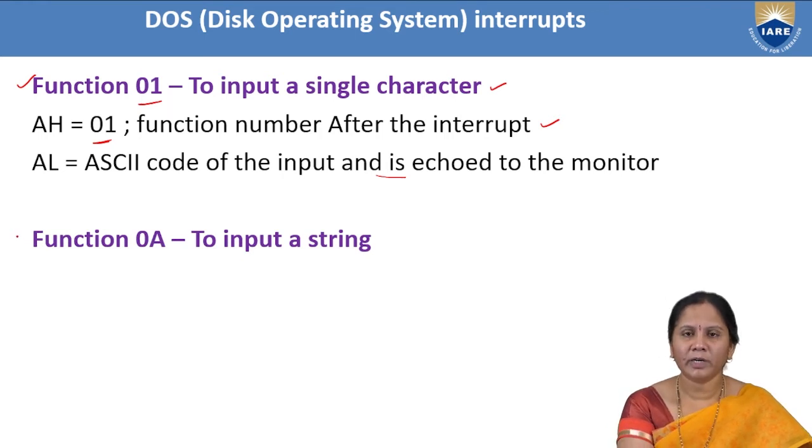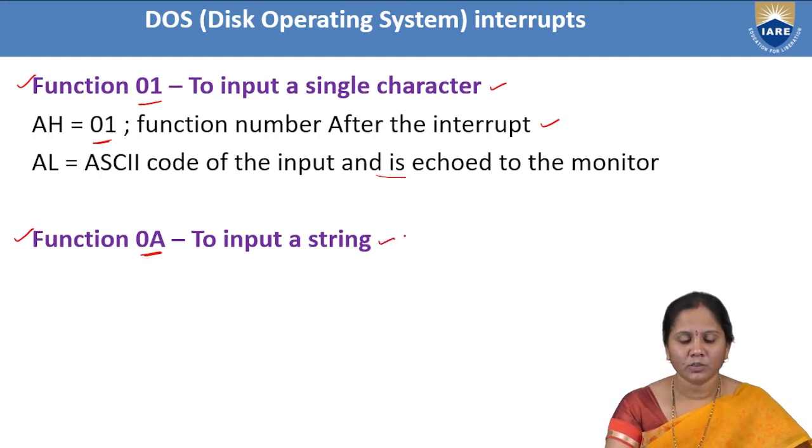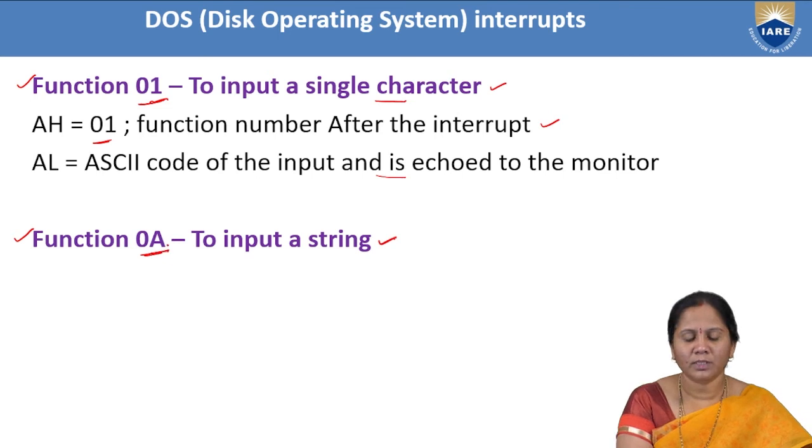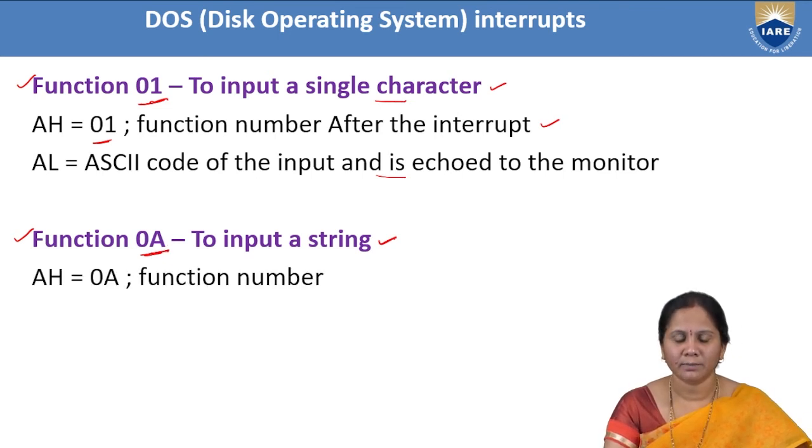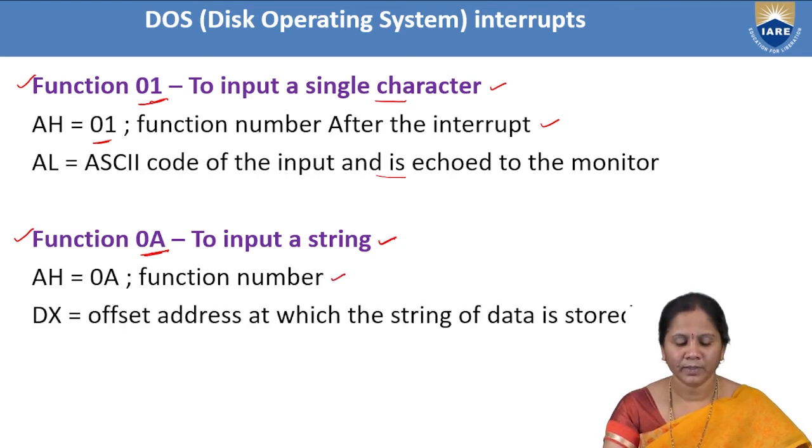Another function provided by INT 21H is function 0A. You have to load this 0A value into the AH register to input a string. So 01 is to input a single character, but to give input as a string, we have to load this 0A into the AH register. So the AH register is 0A, which represents the function number, and the value in DX will be the offset address at which the string of data will be stored.